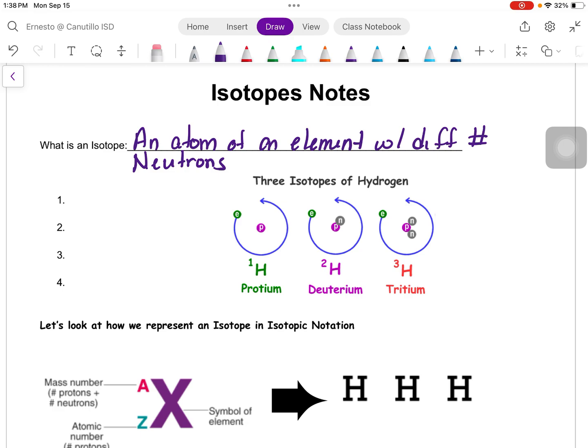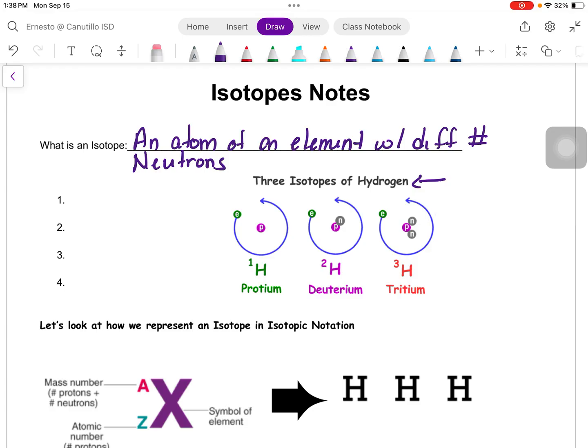So what we have here is three isotopes of a simple element called hydrogen. The first isotope is called protium. The second isotope is called deuterium. And the third isotope is called tritium. Now, what I want you to focus on here is what the definition says: an isotope is an atom of an element with a different number of neutrons.